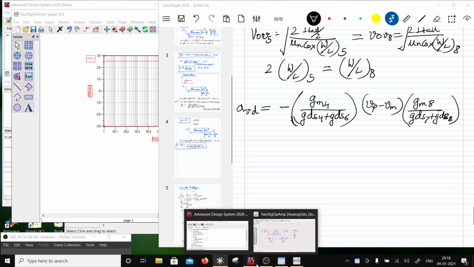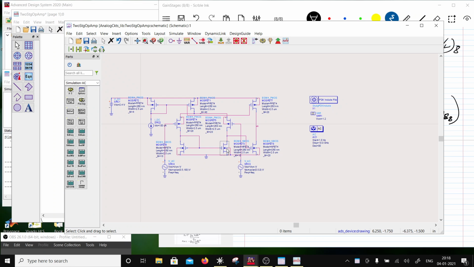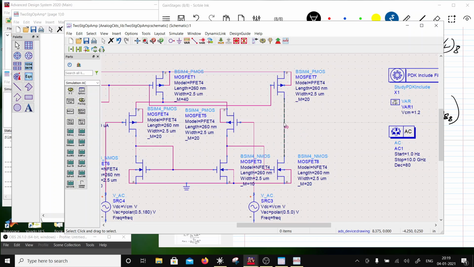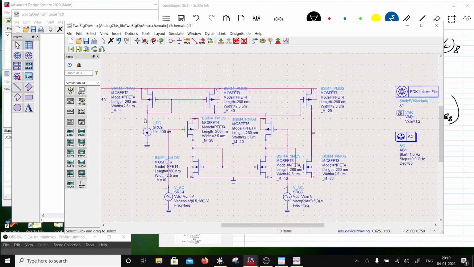Let's see what has happened here. 0.5, 0.5, 180, VO. This is 4, this is 40. So the way to increase current would be if I lower this to, let's say, 20. So then all the overdrives will go down, it doesn't matter. Then this will be 200. So let's simulate that.